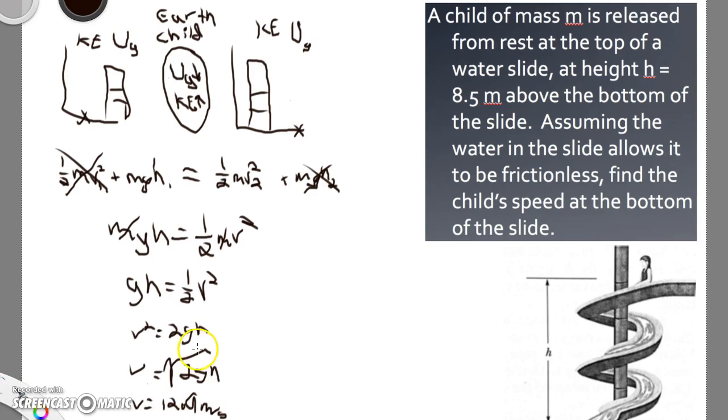The last thing I want to mention is for this child to be going 12.9 meters per second at the bottom of the slide. That would mean they're going almost 30 miles per hour, which, I don't know how fast kids go in water parks and slides, but that seems to me a little bit dangerous.